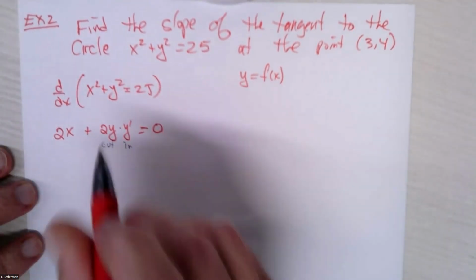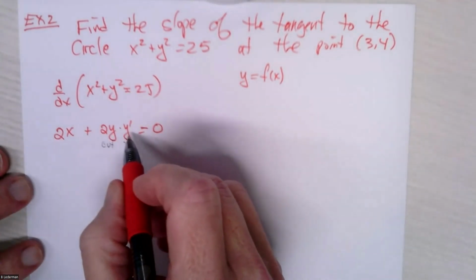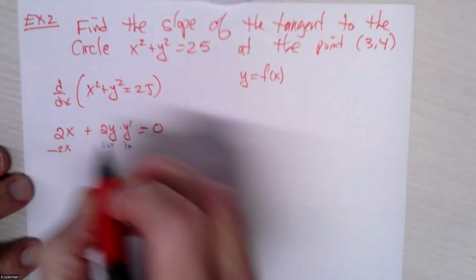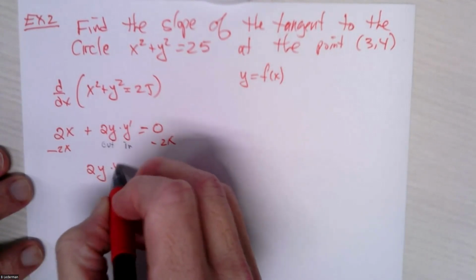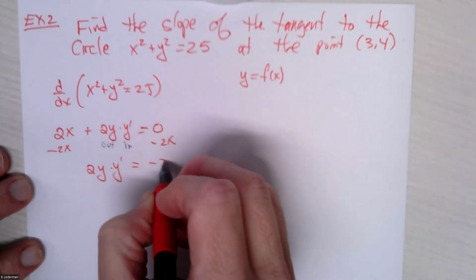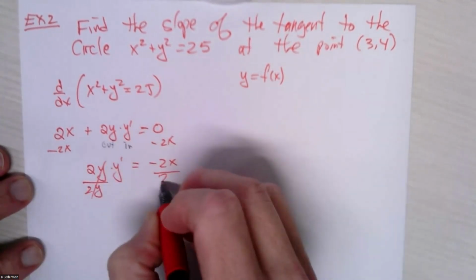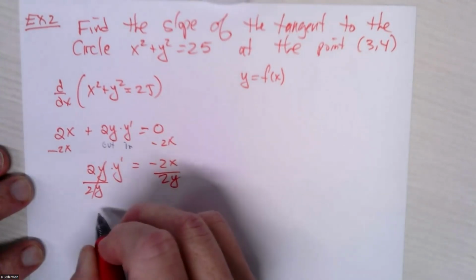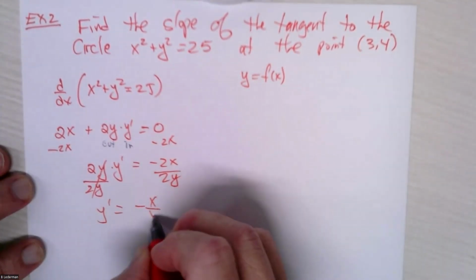Now I want y prime, so I'm going to solve for y prime algebraically. I'm going to subtract 2x from each side. I get 2y prime equals negative 2x. And now I'm going to divide both sides by 2y, and I get y prime equals negative x over y.